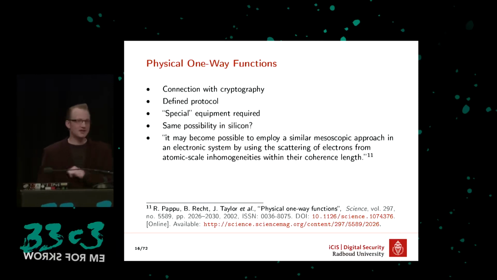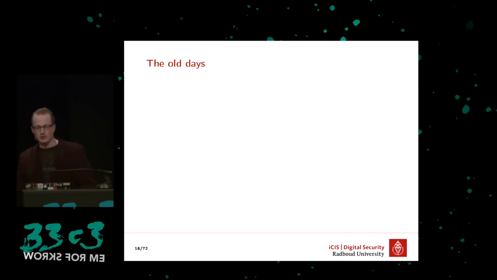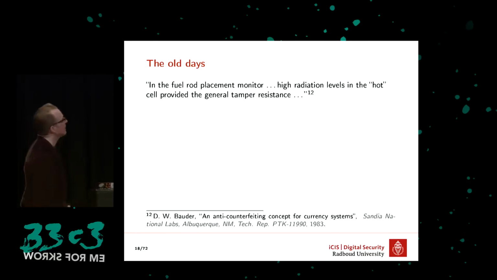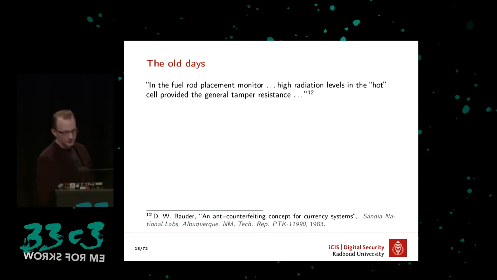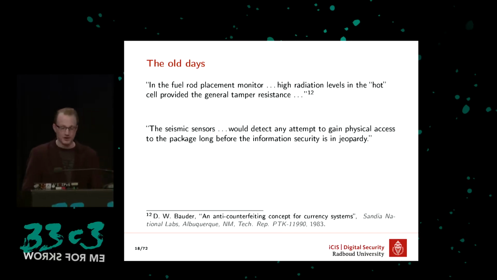So, as an aside, if you do this kind of thing, then you get to read very old papers. Wasn't it nice back when you could say this? In the fuel rod placement monitor, high radiation levels in the hot cell provided the general tamper resistance. Or the seismic sensors would detect any attempt to gain physical access to the package long before the information security is in jeopardy. Now, I wouldn't actually take that one as a bet because I know you guys, but the first one is pretty good.